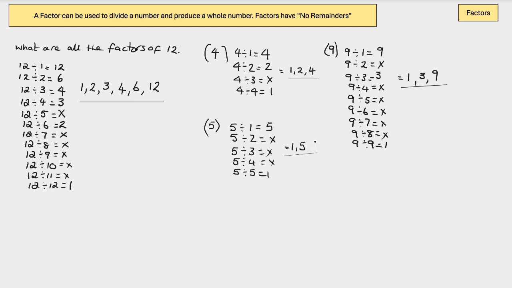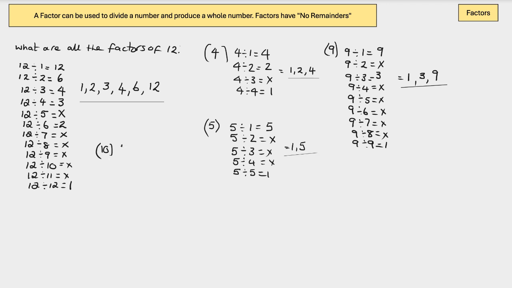Okay, so let's move on to, let's do this one and see if you don't have to do as many steps like I would. I'll show you how I do it now. So I want all the factors of 10. Now, that could go on and on and on, couldn't it? Go all the way up to 10. It would take a while. So let's think about this logically.